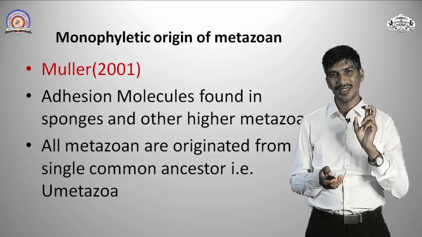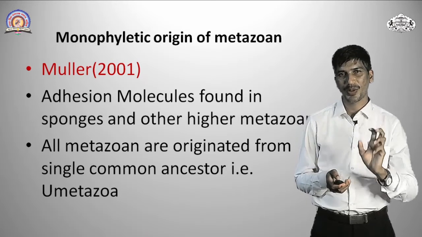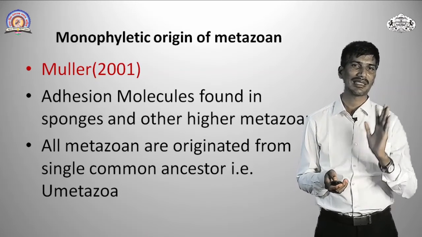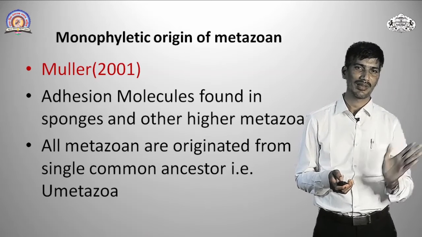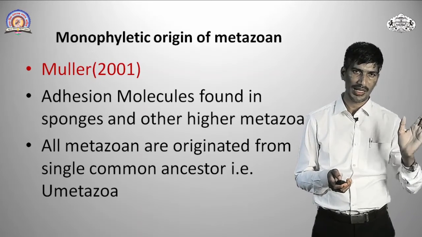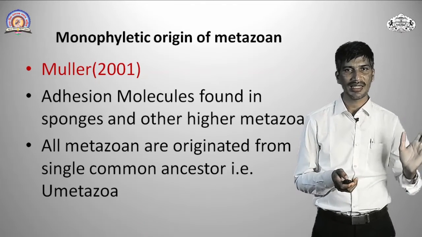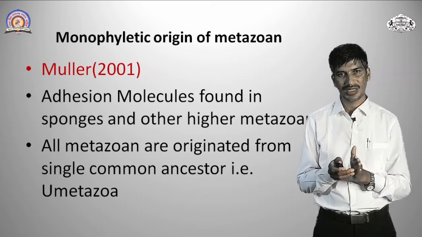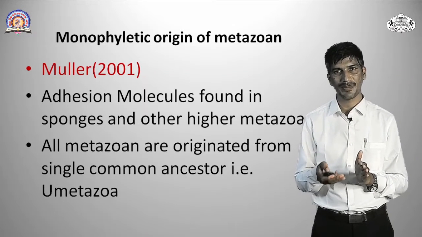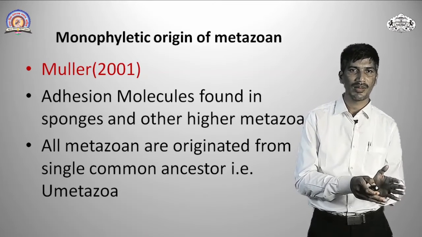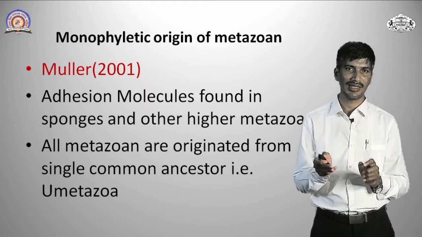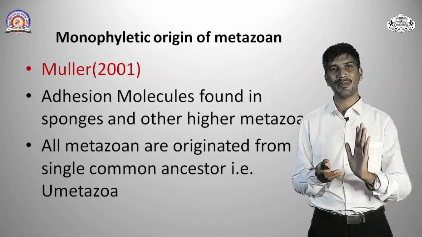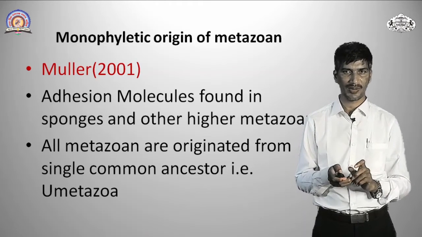This is the single observation he put forward, that all metazoans originated from a single group, that is the protozoan, and then they found the adhesion molecules come across and connect each other. The protozoans connect and form the multicellular organism, from the lower metazoan to the higher metazoan, and this theory suggests that all metazoan animals originated by the monophyletic origin of metazoan.